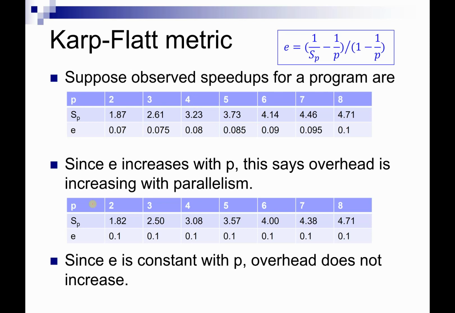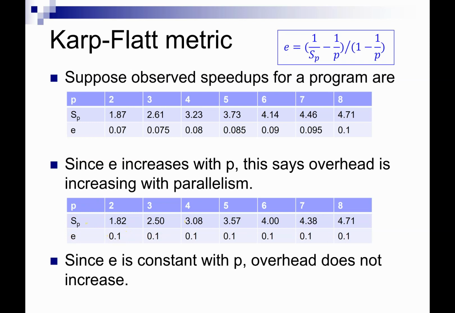Now, if you go with a different example, again we increase the number of processors from 2 to 8, and suppose that now we measure a different set of speedups, such as 1.82, 2.5, and so on. Again, you can plug these SP values into the E expression and compute these E values, and all of these values here are equal to 0.1. So this indicates that for this program, the overhead you're paying, which is included in this E value, is not increasing as you increase the number of processors.